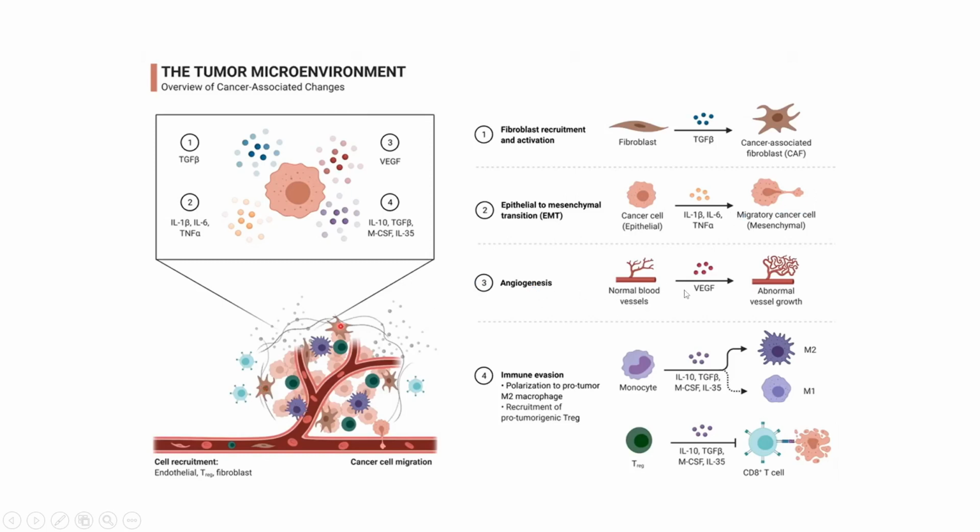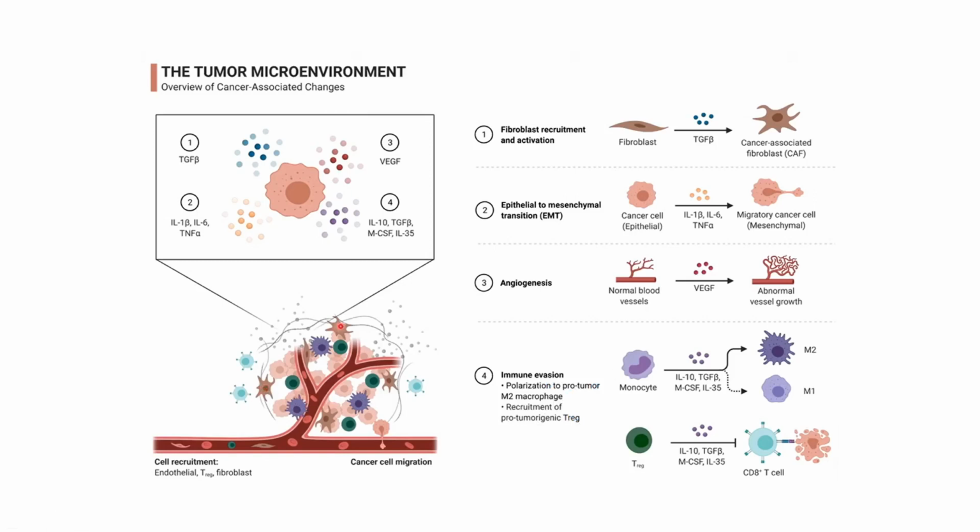The third stage is angiogenesis. New blood vessels are formed because the cancer cells are dividing rapidly, so they require more blood. So angiogenesis is higher in the cancer cell, and abnormal vessel growth occurs, as well as immune evasion. Immune evasion involves polarization of pro-tumor M2 macrophages and recruitment of pro-tumorigenic T regulatory cells.